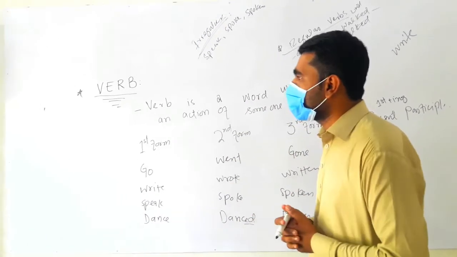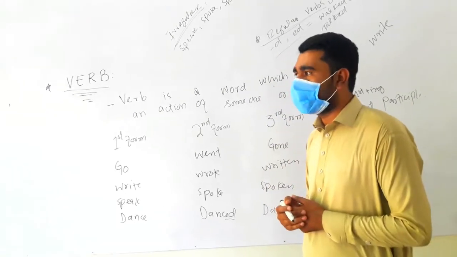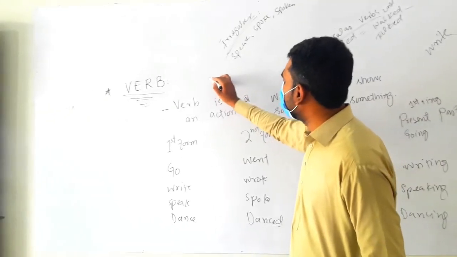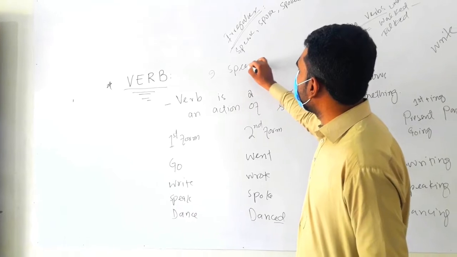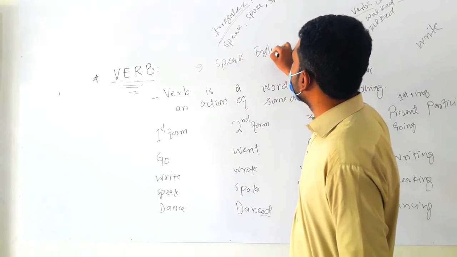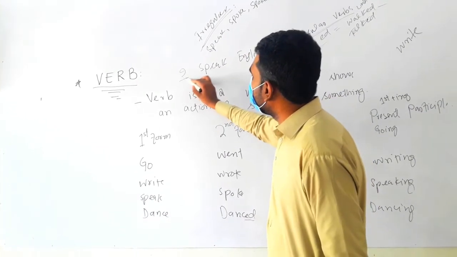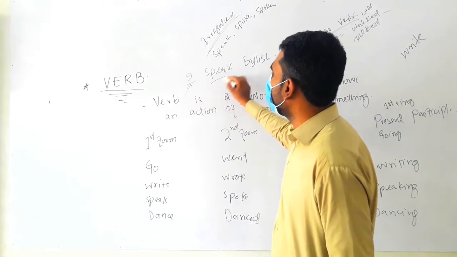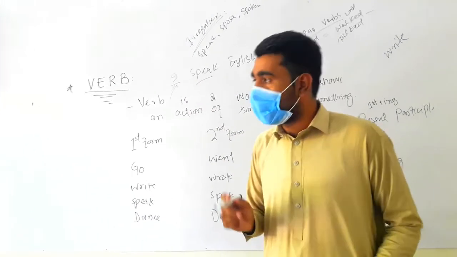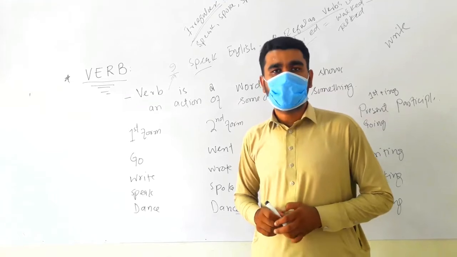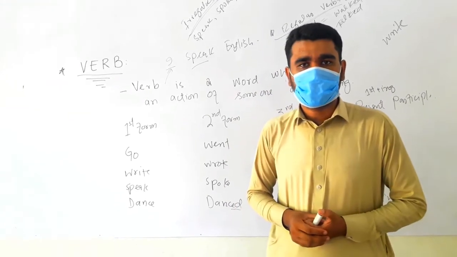So I hope you have got an idea about the verb. I'll give you also an example. I speak English. Look at this: this is a pronoun, and after the pronoun we put the verb. And keep in mind that verbs are considered the heads of sentences and tenses.